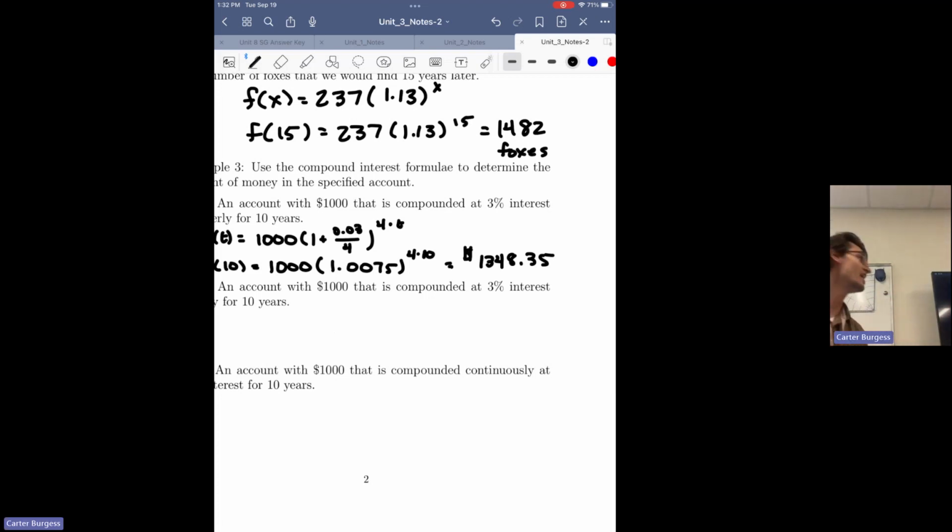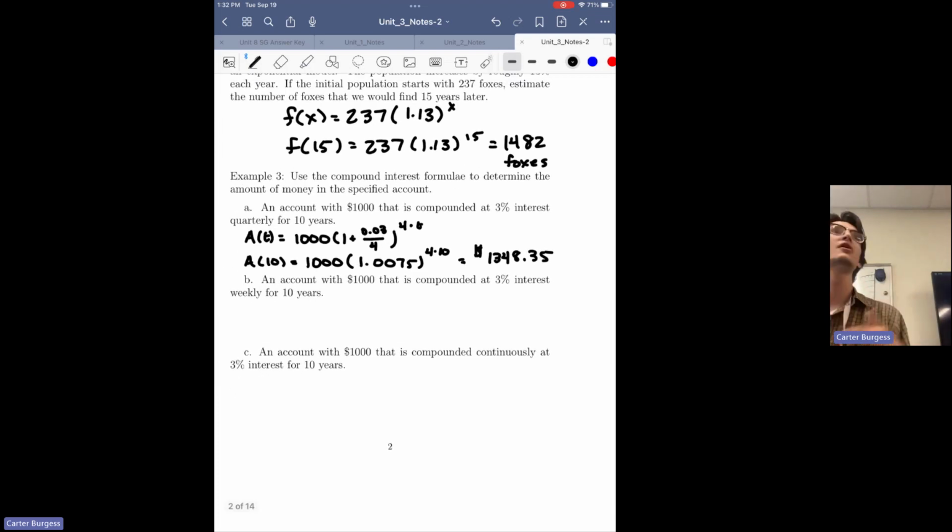How is this going to change when we're looking at doing this quarterly versus weekly? Well, really the only thing that's going to change is instead of divvying this up into fourths, we're going to be dividing it by 52. And how many payments would we expect to get per year? We'd expect to get 52 payments over the course of the year. Very, very small increases as we go.